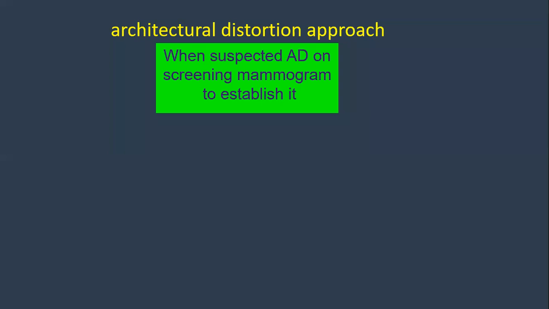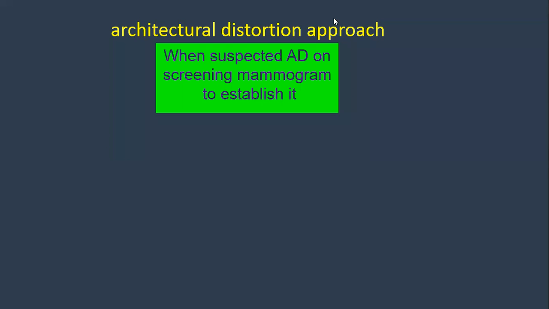So architectural distortion is suspected on a screening mammogram. You have a suspicious area for architectural distortion. First of all, we need to establish it. How could we establish that this is an architectural distortion? By doing spot compression magnification views, or looking for it on another view. Excellent, well done.